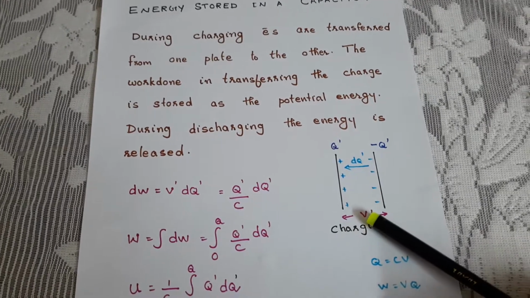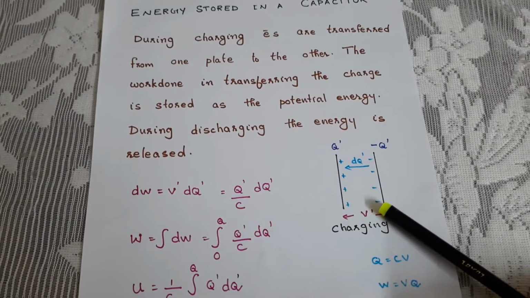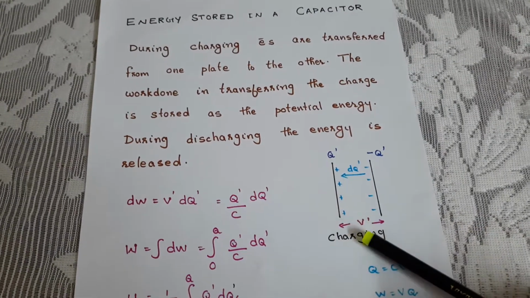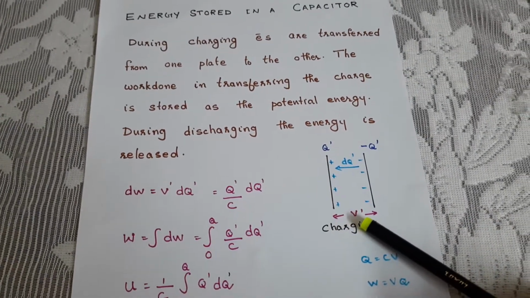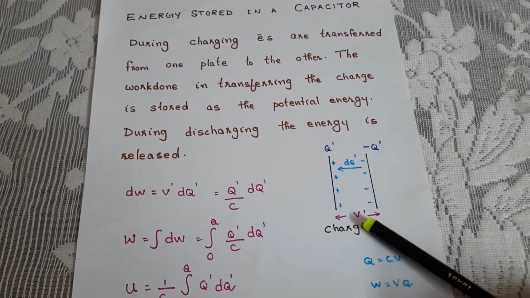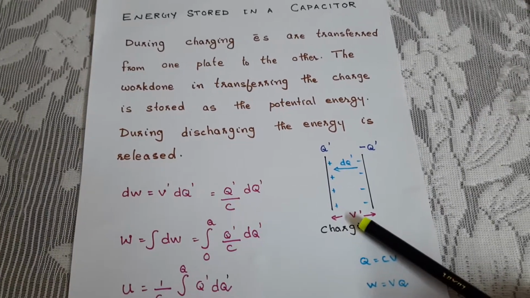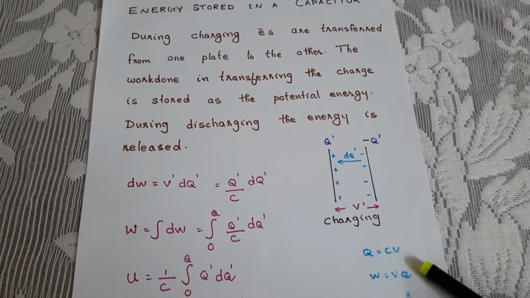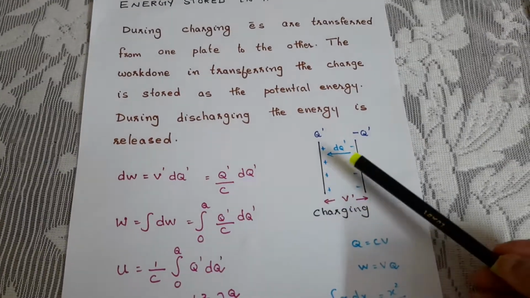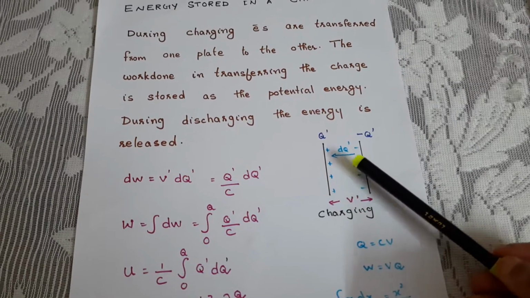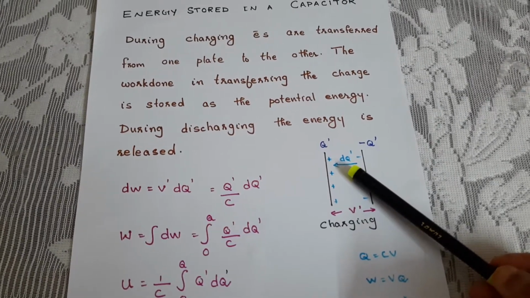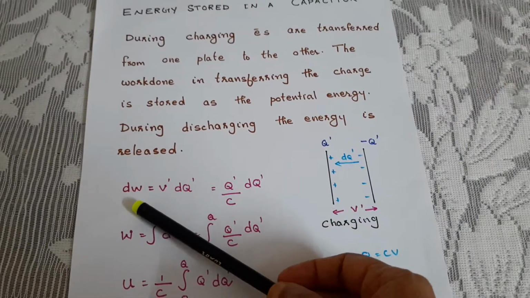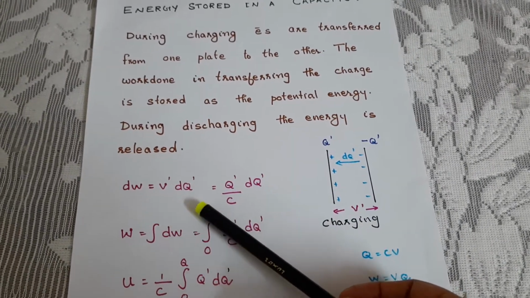Let us assume at any instant of charging, let Q' be the charge and V' be the potential difference across the plates. We know that work done W is equal to VQ. So the work done in transferring a small charge dQ' is given by dW is equal to V' dQ'.